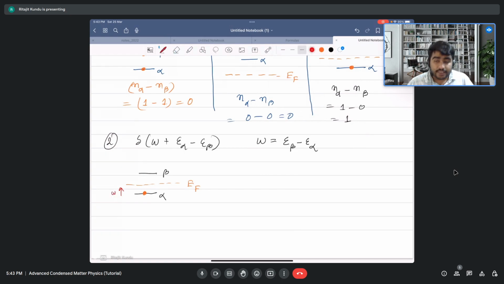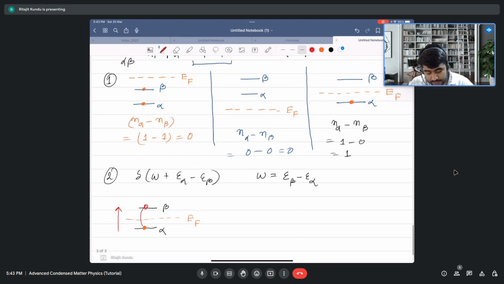But you can see that this omega right now is much smaller than the difference EB minus EA. So that means the transition will not take place. To have transitions between these discrete levels, you have to at least provide this amount of energy. If you are able to provide that amount of energy, which is the same as EB minus E alpha, then only can you cause a transition and that particle will go to the other level. So that is what the delta function tells me.